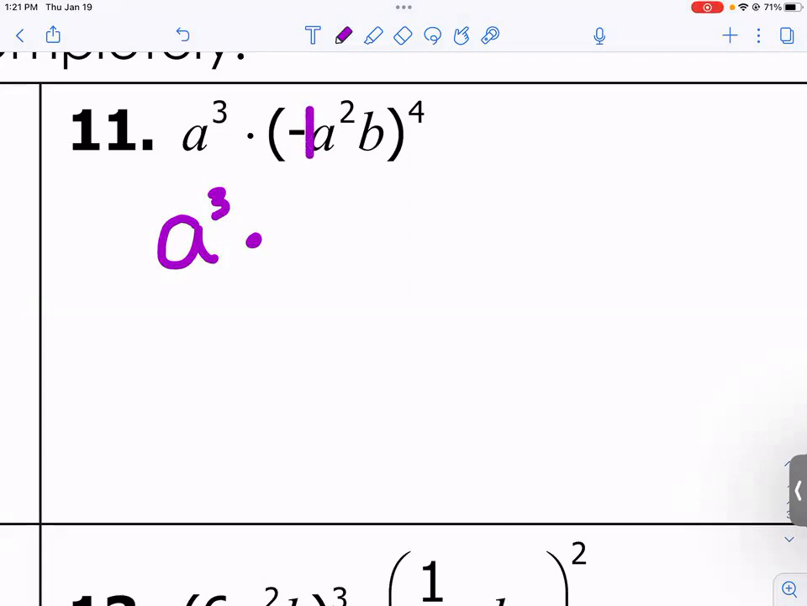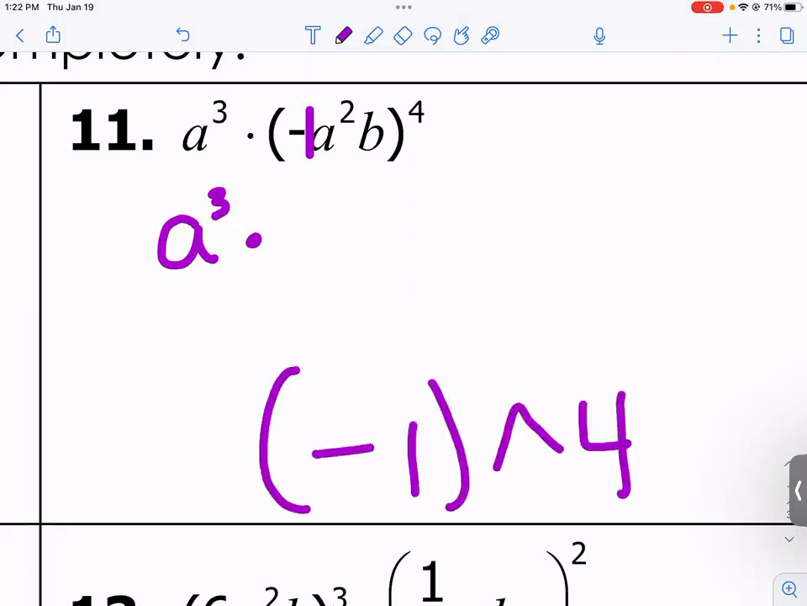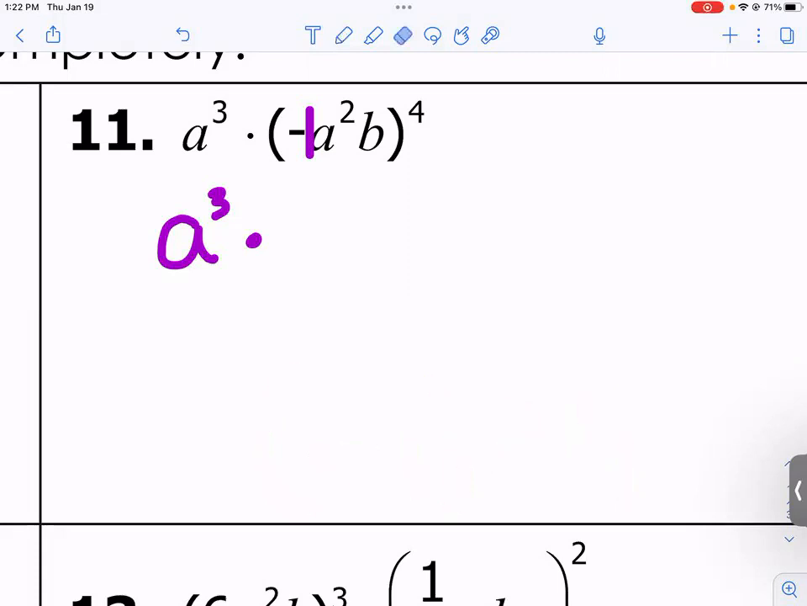Okay. -1 to the 4th. -1 times -1 times -1 times -1. What's it going to be? It's going to be a +1. If you want to double check in your calculator, you would put that in. If you're raising a negative number to a power, it's got to be in those parentheses. So it's a +1.